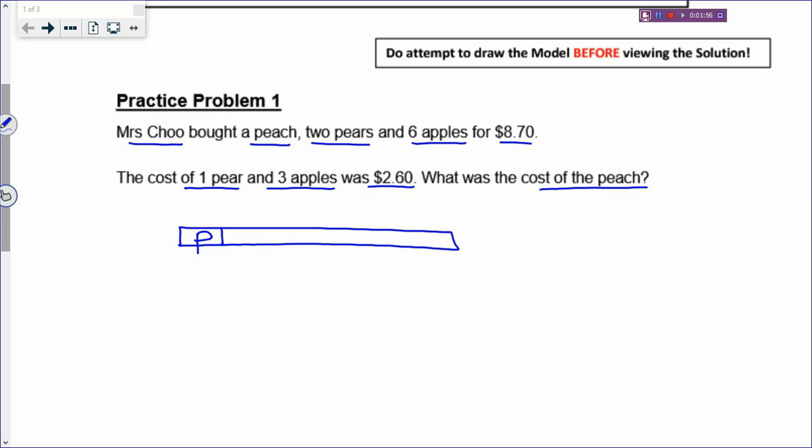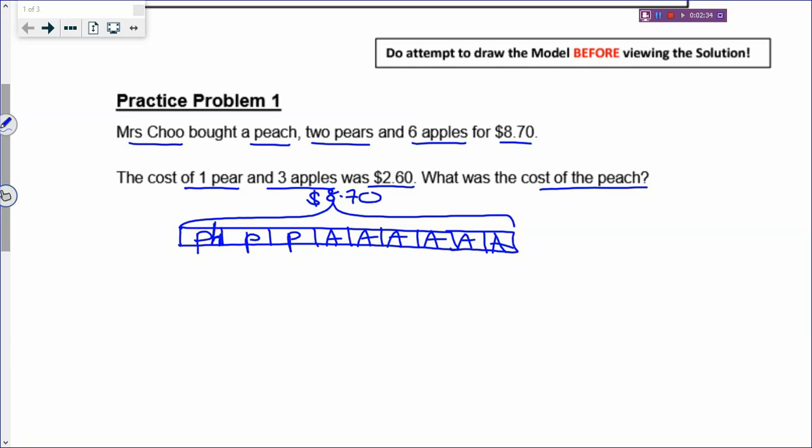Mrs. Chu bought a peach and then 2 pears. So I will need to do something like that, but you can see the letters are the same, so it's very confusing if you have the same letter. So maybe I will put PH for peach, and then P for pears. And then there are 6 apples, so you have 1, 2, 3, 4, 5, and 6. So I label apples in the boxes, and then the total money for all of these fruits will be $8.70.